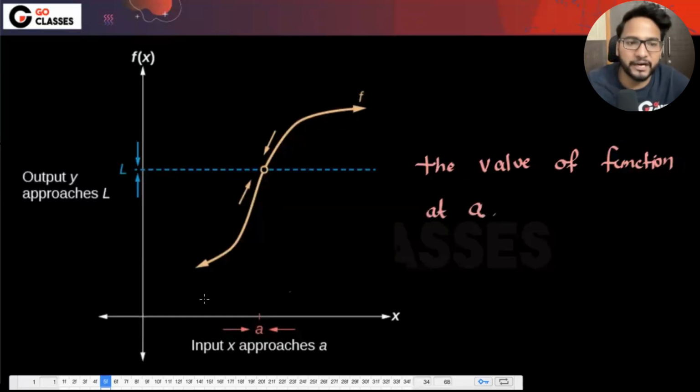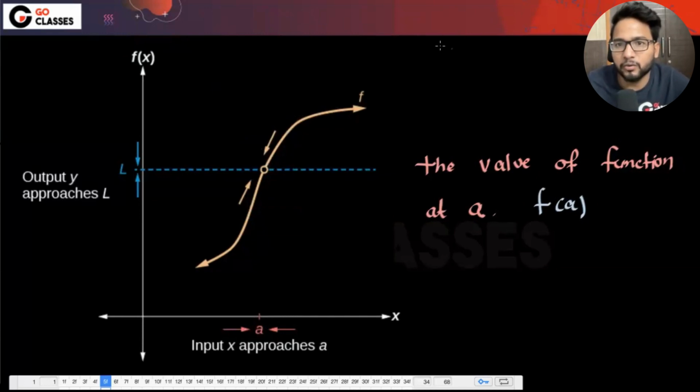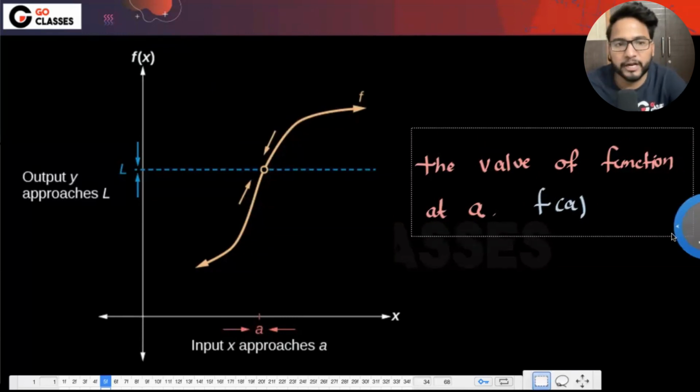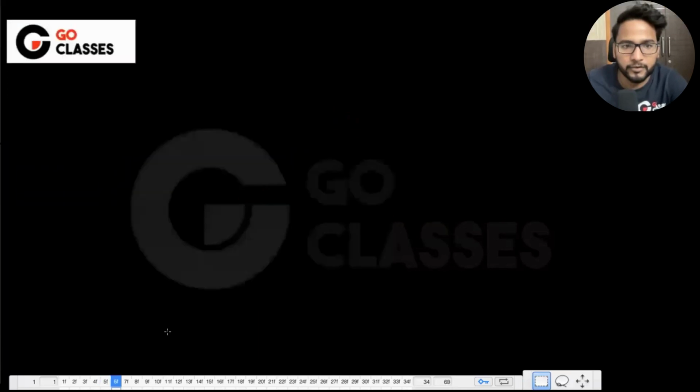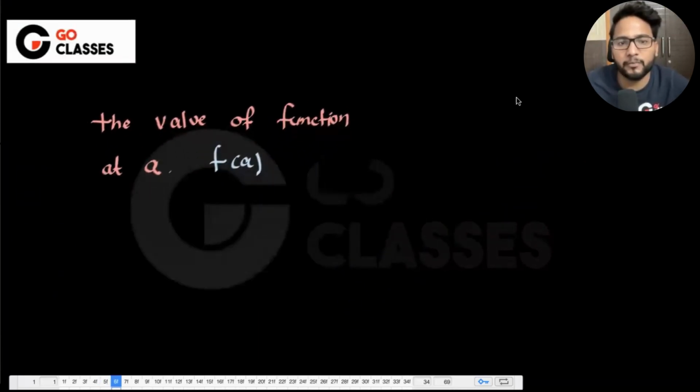What is the value of function at a? f(a), right? Okay, don't worry about this graph. I'm asking you in general. What is the value of function at any point a? This is f(a), right? Is this clear to everyone? The value of function at any point a is f(a). It may be defined, may not be defined.